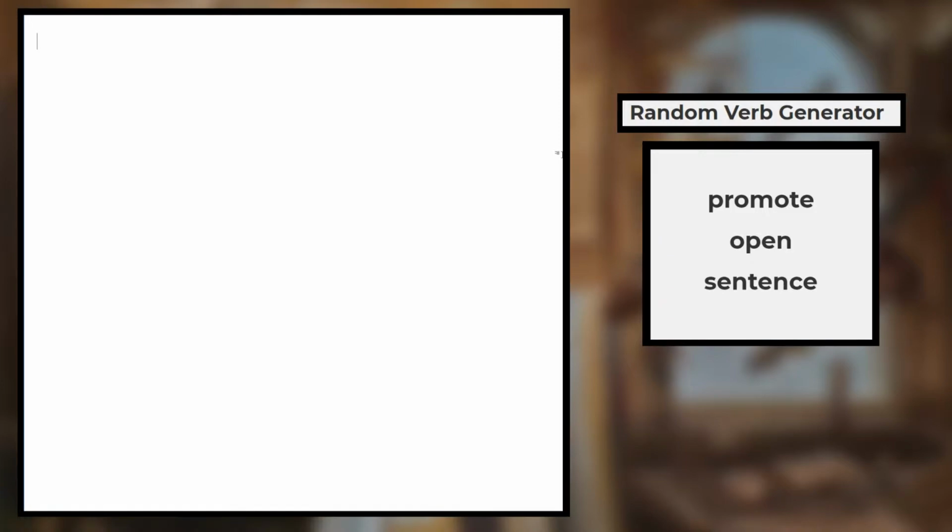So let me give you an example. Here we have random verbs. We have a promote, open, and sentence. So what I would do is I'd pick one of those verbs and I would turn it into a mechanic. So maybe I'd do promote, and the mechanic is essentially you put promotion counters on something, and then you have cards that care about how many times something has been promoted.